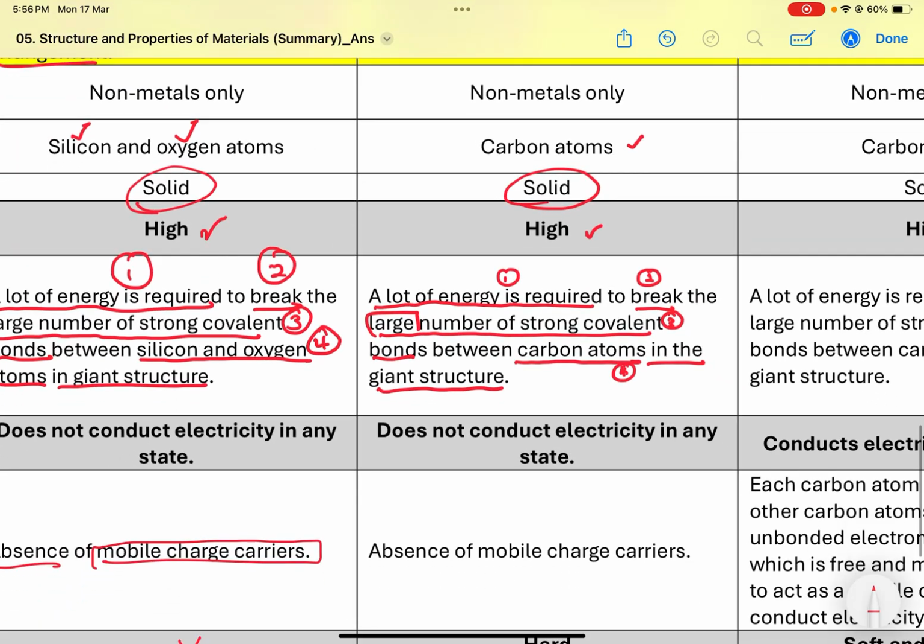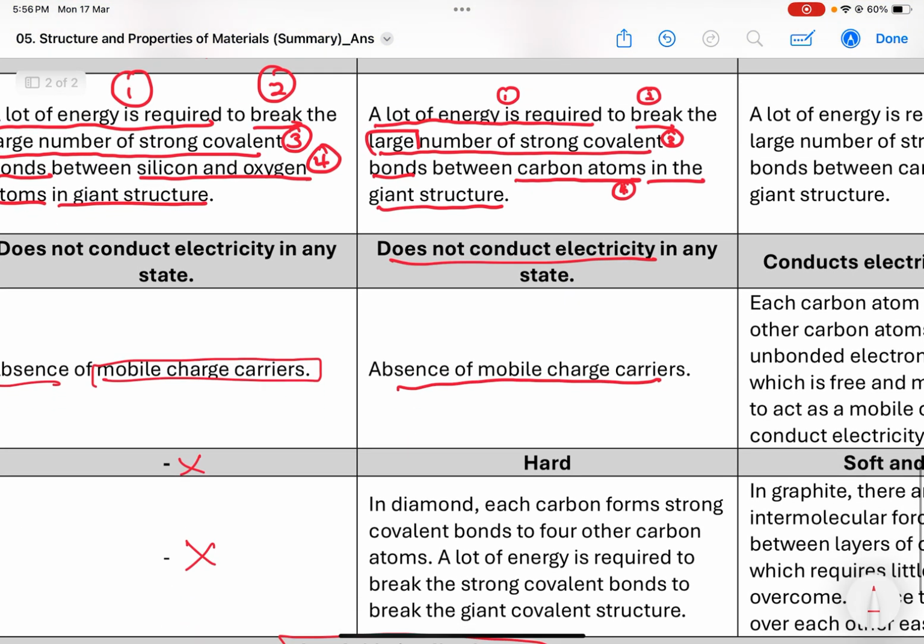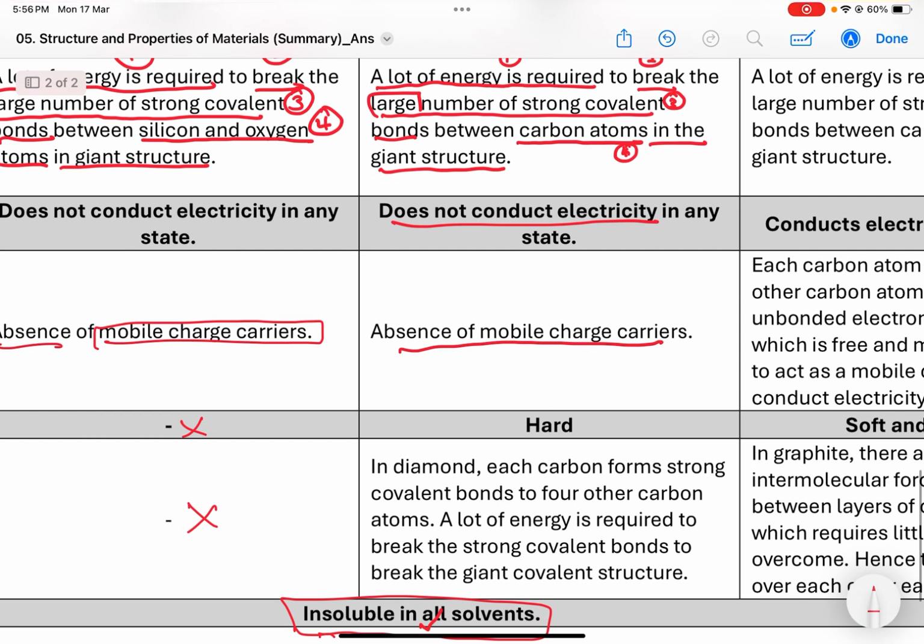Next, conducting electricity: absence of mobile charge carriers. Okay, that's why it does not conduct electricity in any state. Now, this is the part where they talk about hardness. Why are diamonds so hard? It's actually one of the hardest materials in the world. Okay, so you know that in terms of degree of hardness, diamond is hard.